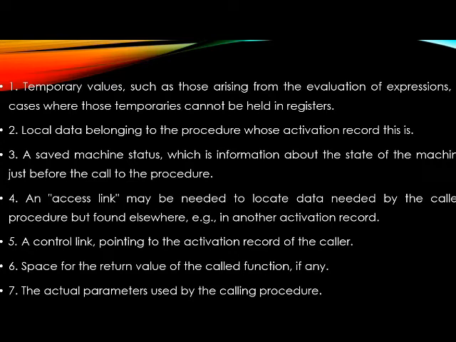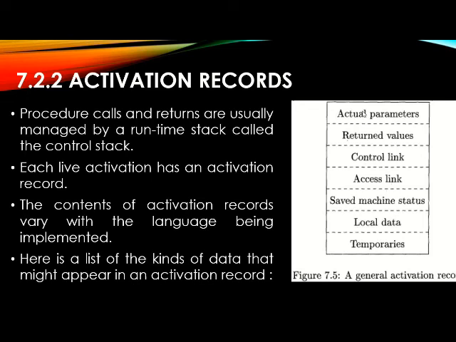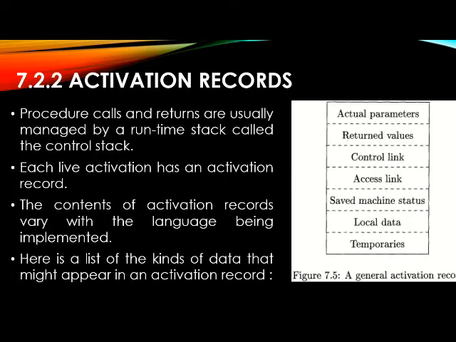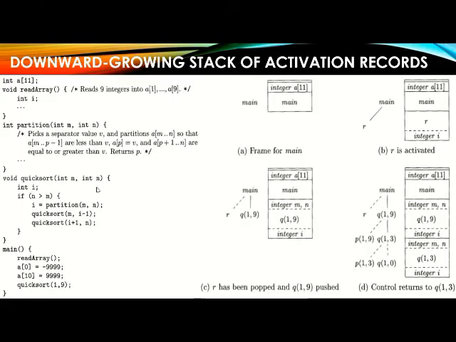And the final thing is the actual parameters. These actual parameters store whatever information is provided by the calling functions. So these are the various fields in an activation record.